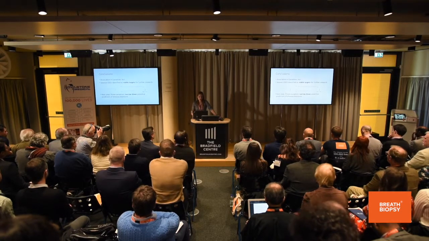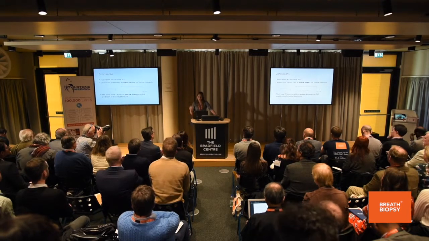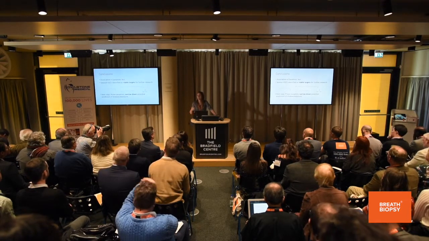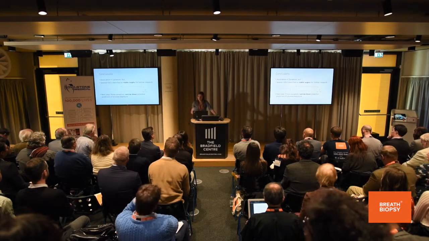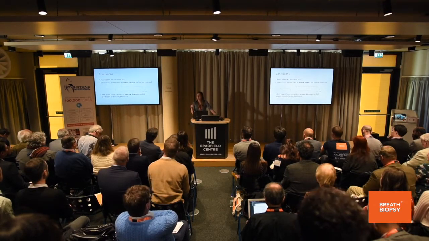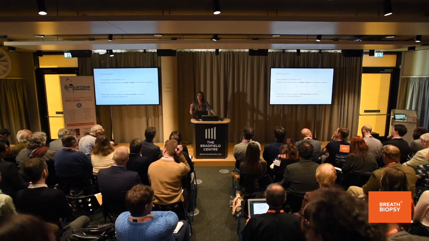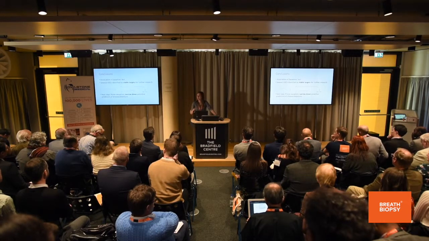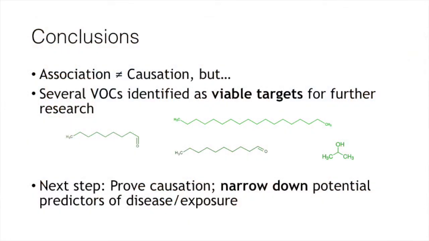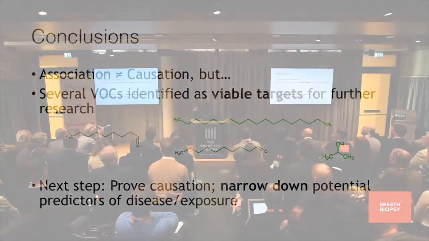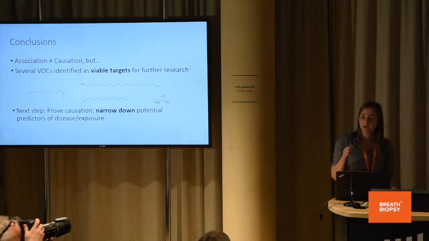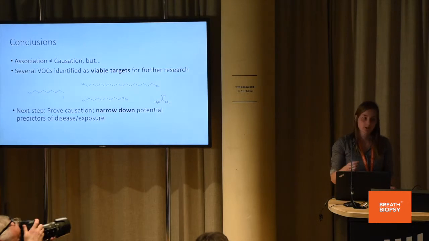So we found several VOCs that are interesting as viable targets for potential further research. For example, octadecane, nonanol, decanol. I think the next step would be to actually, for example, shut down these pathways or upregulate these pathways and see if these VOCs that we found go up or down, right? That would be a semi-causal link. And this would allow us, as some people have already said, to actually narrow down the VOCs that we look for when we do a clinical test, to make sure that what we actually measure is biologically relevant.